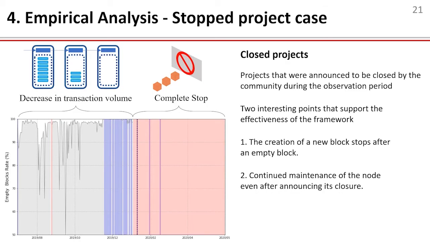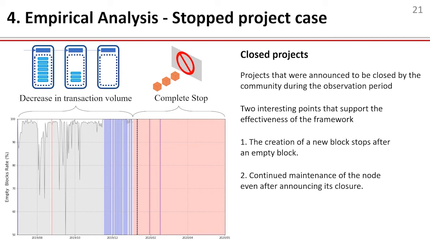Next, we investigate the projects that were announced to be closed by the community during the observation period. We don't know if we were lucky or not, but we came across a stopped project. The following figure shows the intraday transaction and block fulfillment rate for the stopped project.